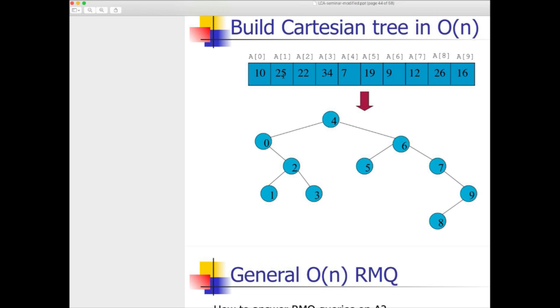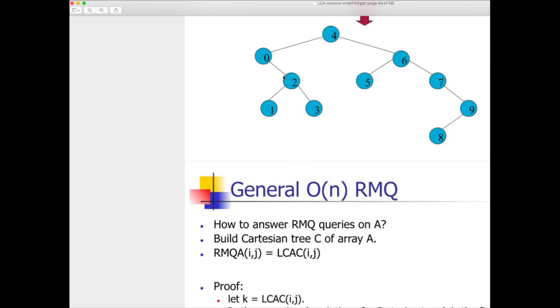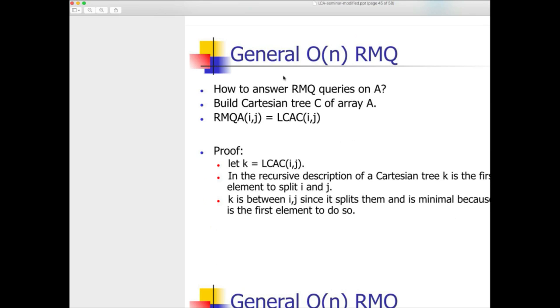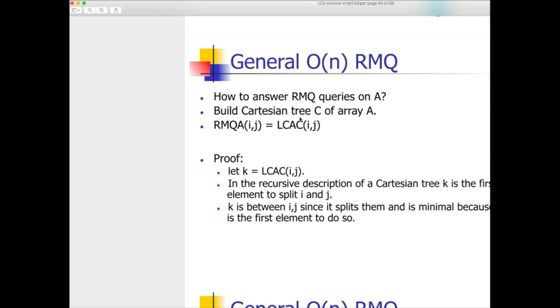So, RMQ of A, i j is LCA of i j in C, where C is represented as the Cartesian tree of A. And the proof is that.